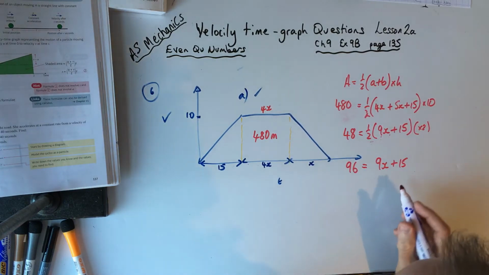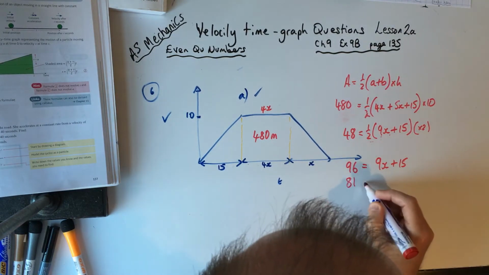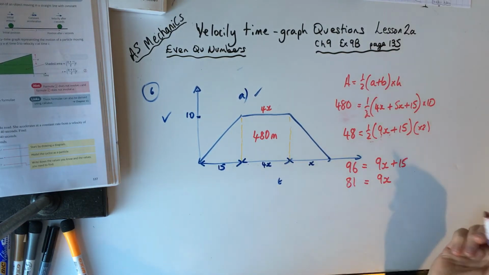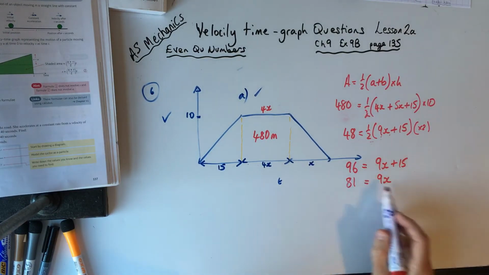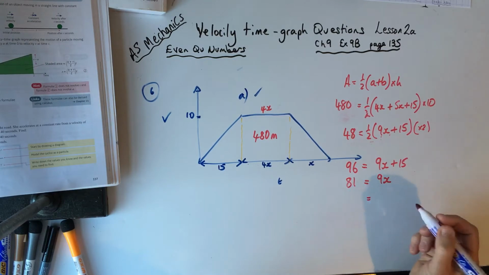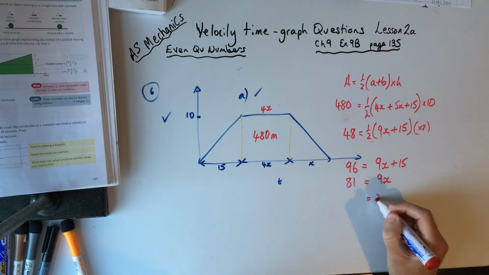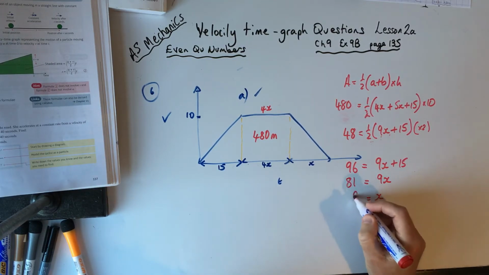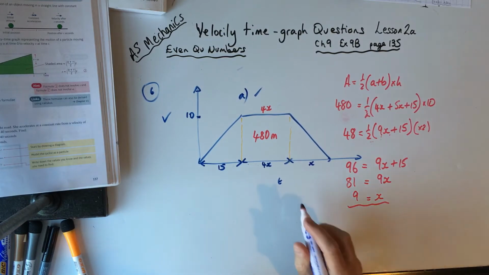And take off 15 from both sides, and the moment I do that, I know that I've got this question right, because what's the chances of getting a number that divides by 9? Quite slim, 1 in 9 actually. So x is equal to 9 seconds.